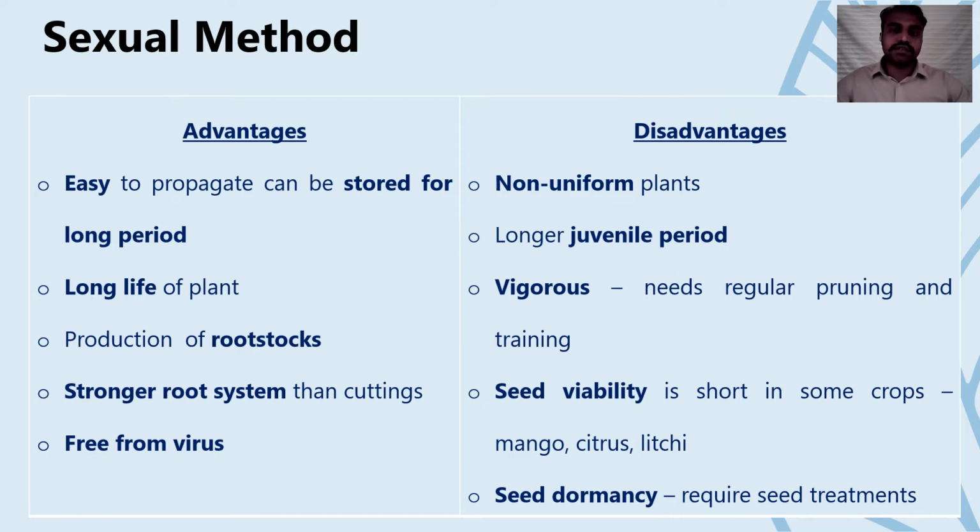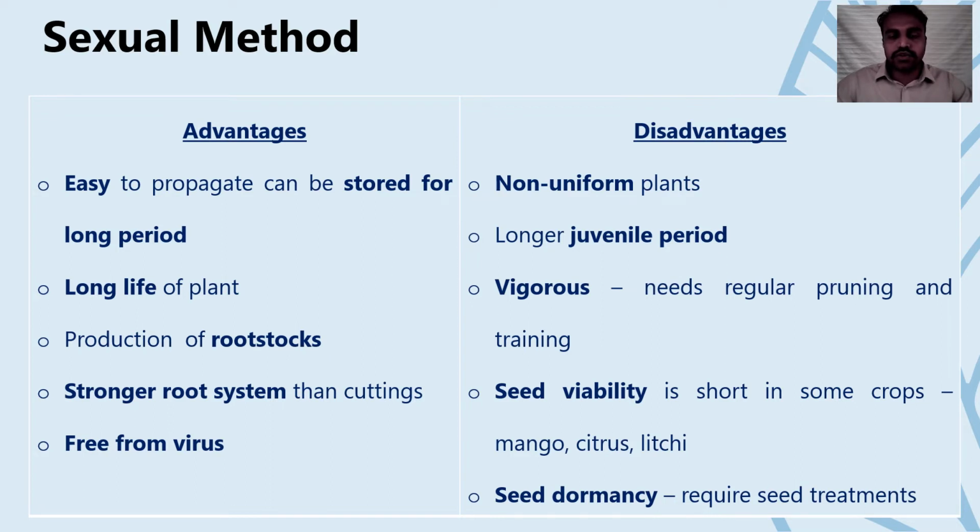The main disadvantage is the non-uniformity. Because of the sexual reproduction, there's a lot of recombination happening, and different characters are produced. So the two plants are not similar, which is not an ideal condition for commercial cultivation. And they will have a relatively long juvenile period. For example, if you are growing a mango by seed, it might take 7-8 years to give you a commercial yield. While if it is an asexual propagation, maybe it will start from 1 or 2 years of age.